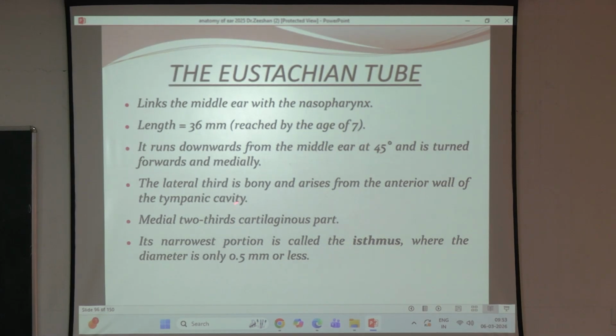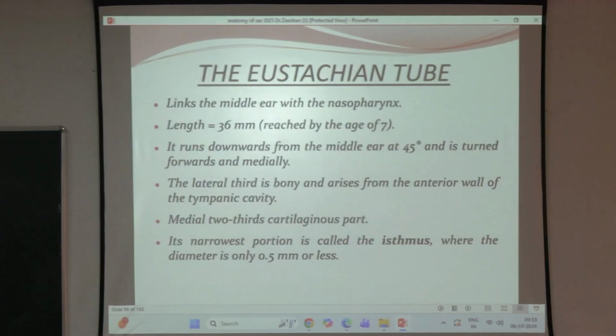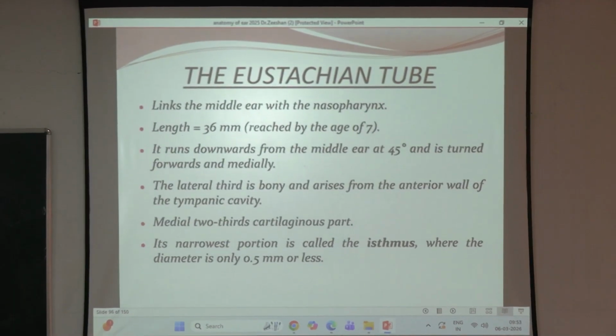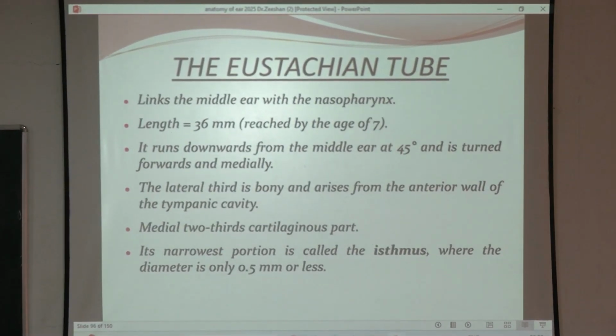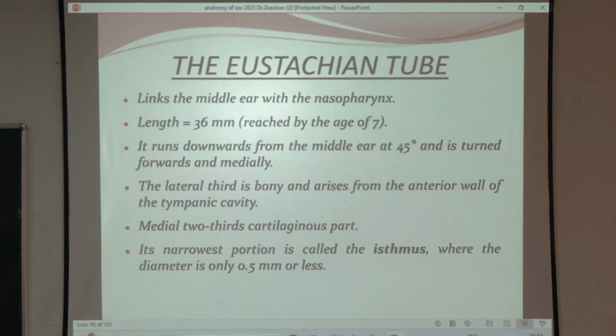Okay. The lateral third is bony, arises from the anterior wall of the tympanic cavity. Medial 2/3 is cartilaginous. It is the narrowest portion called as the isthmus, where the diameter is only 0.5 millimeter or less. ठीक है. Lateral 1/3 is bony, medial 2/3 is cartilaginous. Just opposite of the क्या? External auditory canal.